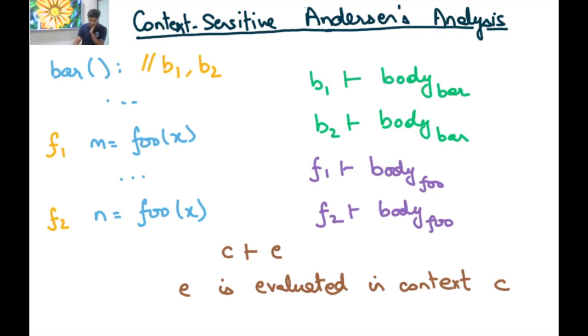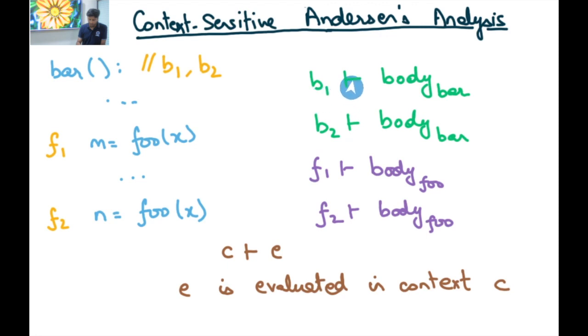Now I'm going to switch gears and make this more formal. So first of all, I'm going to define some notation. So let's say bar, in our example, was being analyzed in two different contexts, B1 and B2, and similarly foo was being analyzed in two different contexts, F1 and F2. Then I'm going to use this notation, B1 turnstile body of bar, which basically means that body of bar is analyzed in context B1. Body of bar is also analyzed in context B2.